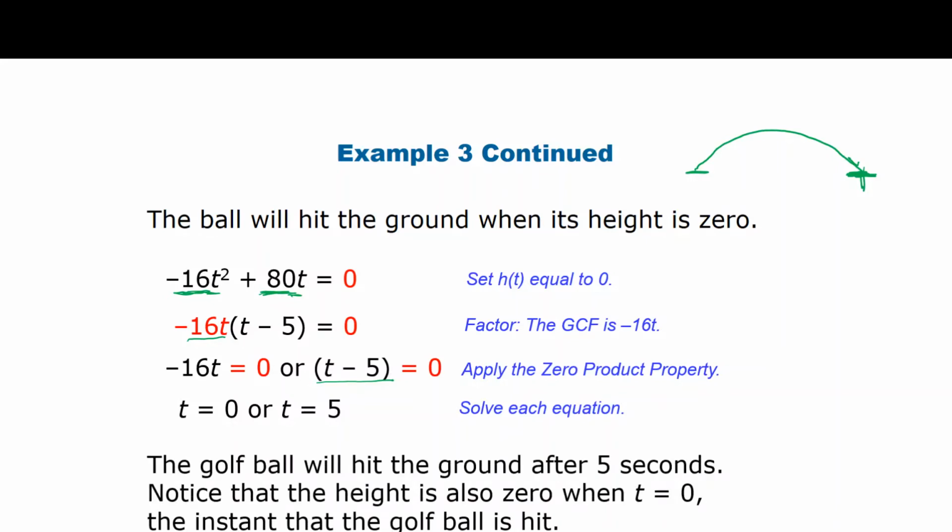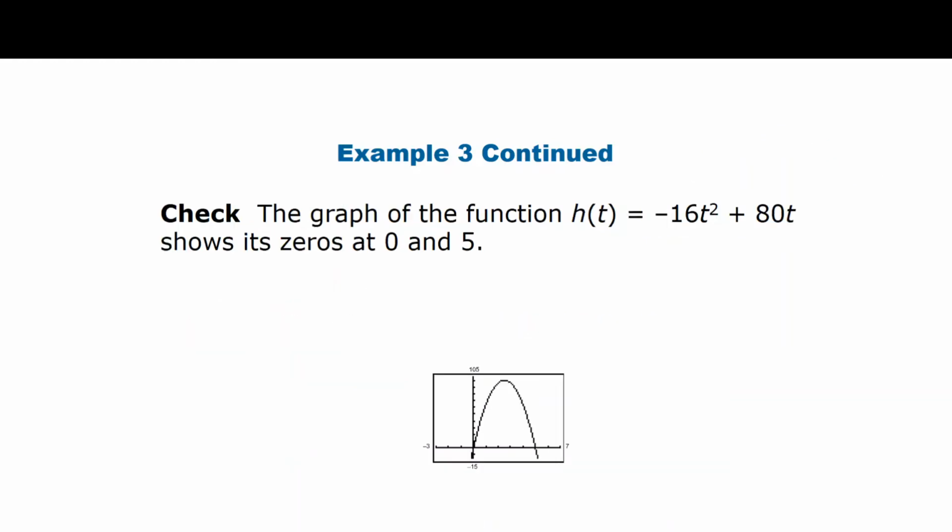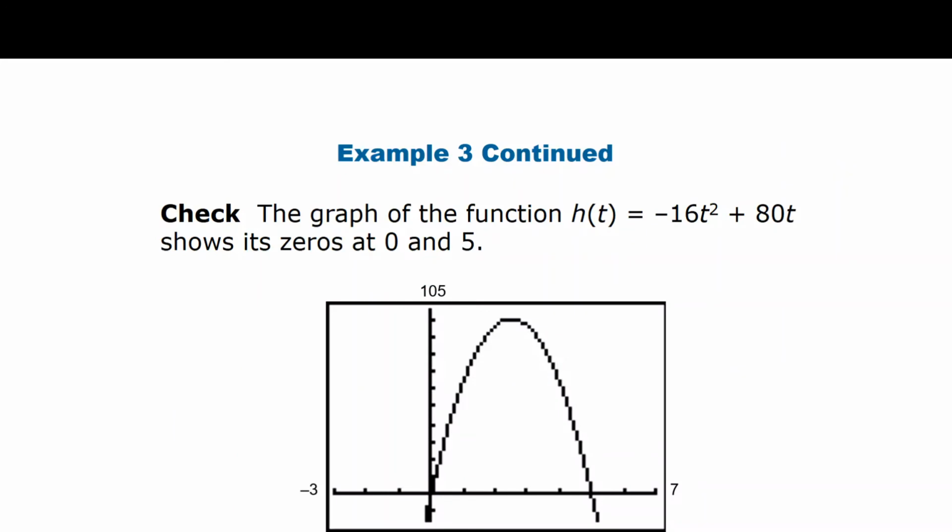So the golf ball will hit the ground after 5 seconds. Remember, t stands for time. All right, and notice that we set our height to be 0. So the height is also 0 when t equals 0, the instant that the golf ball is hit. And you could check it using your graphing calculator and see the zeros are at 0 and 5.